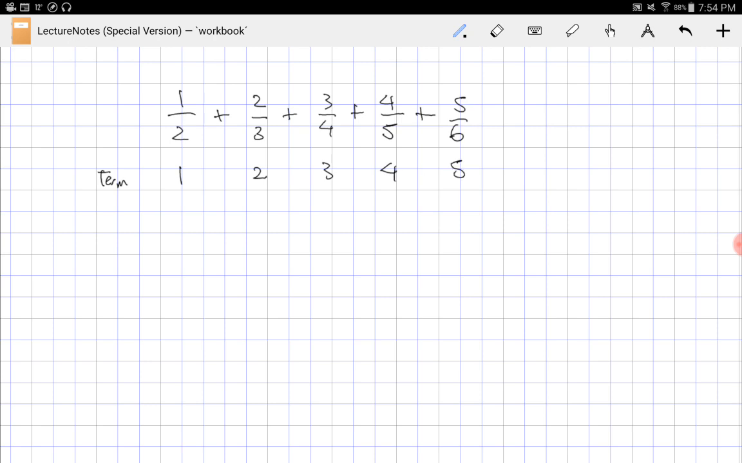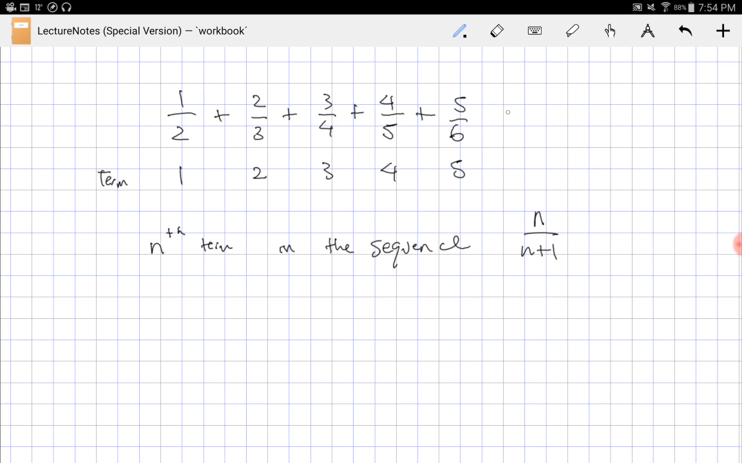And to summarize the sequence, we can actually say that any term in the sequence, so the nth term in the sequence, well, if the first term is 1 over 2, the second term is 2 over 3, we notice that the numerator is just equal to the term number, and the denominator is just equal to the term number plus 1. So we can say that the nth term in the sequence is just equal to n over n plus 1.